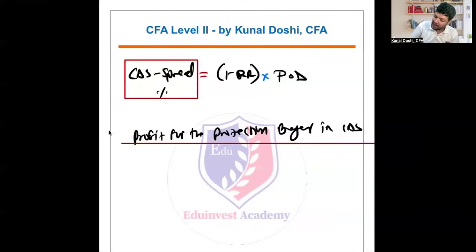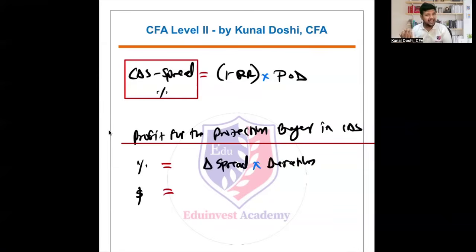Here, the profit can be calculated in percentage or in dollar. Very easy. What is the only difference here? When you want to find it in percentage, you need to find the change in the spread, correct? Times the duration, simple.